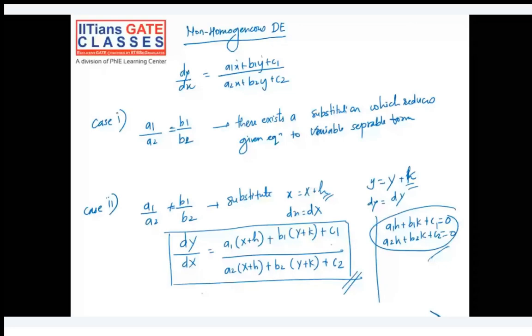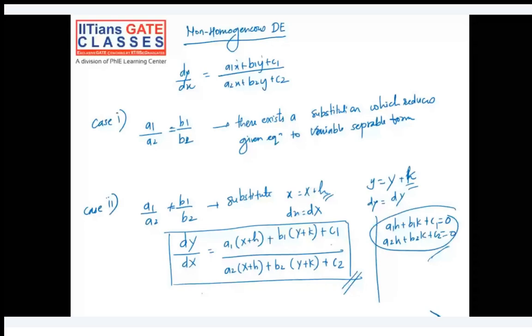And after that, we studied a homogeneous differential equation, and we understood that we have to convert that into either the y by x or x by y form, and then by substitution y by x equal to v or x by y equal to v, we can solve that differential equation. Another kind of differential equation is a non-homogeneous one.